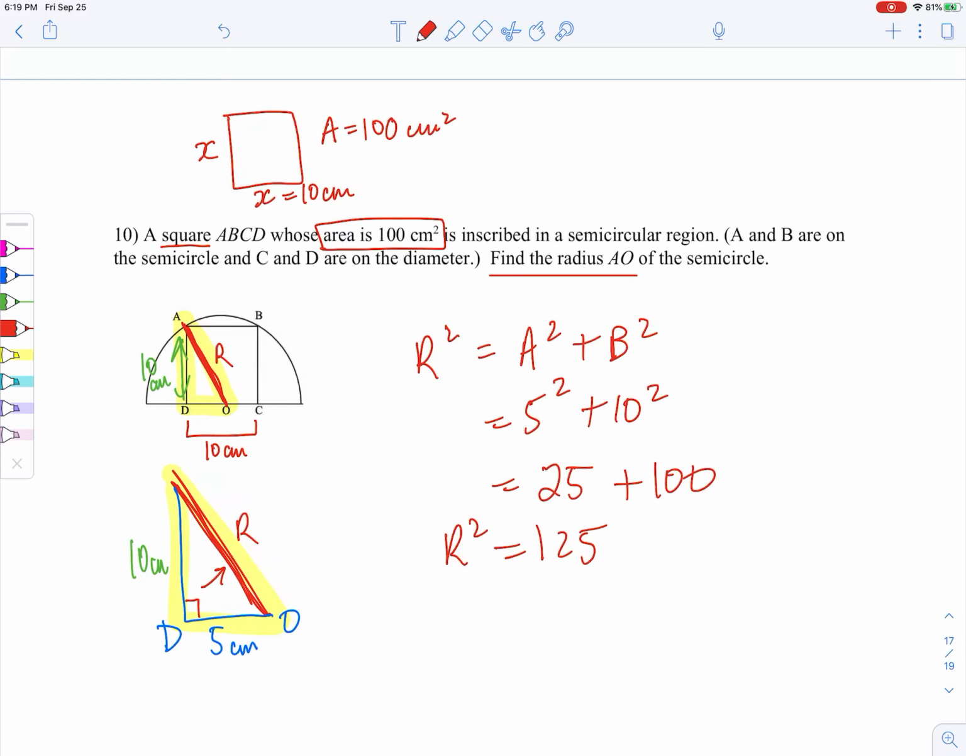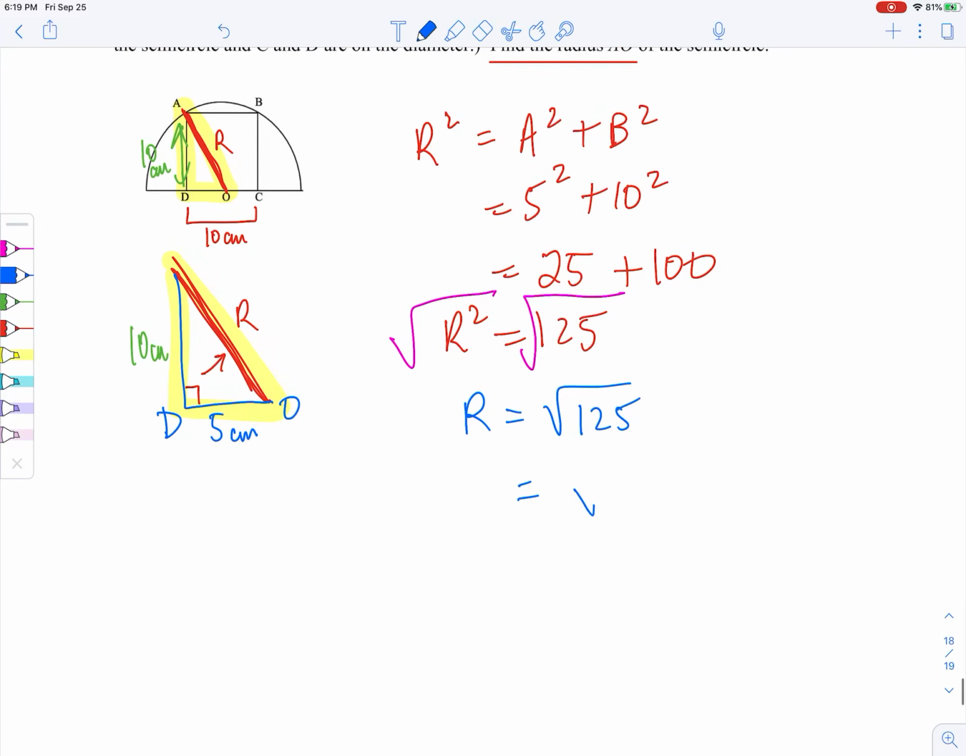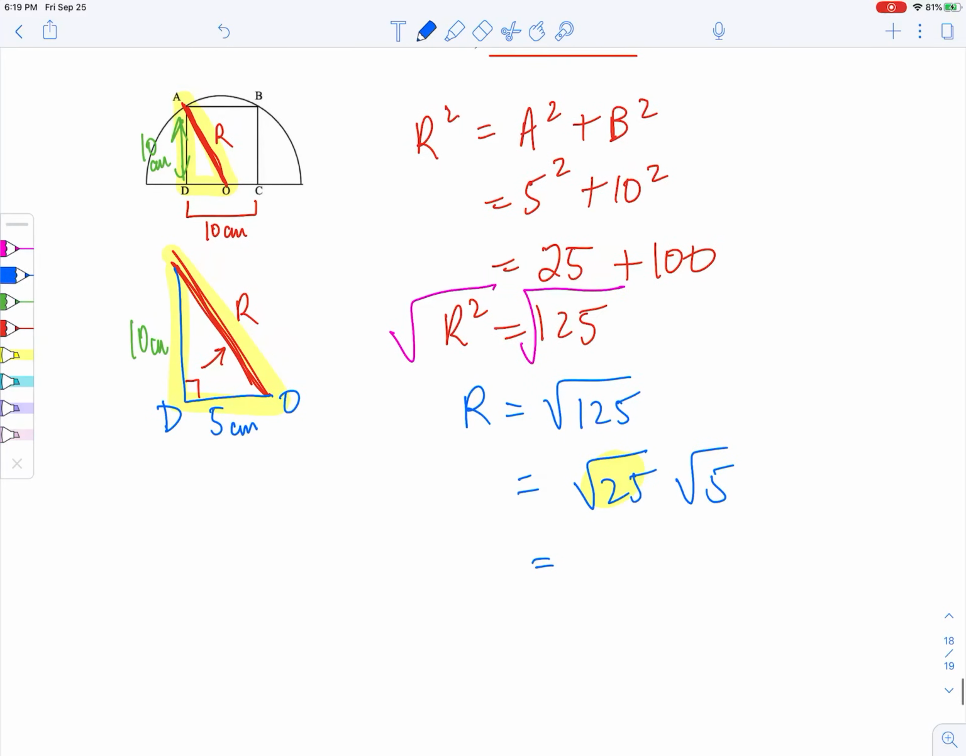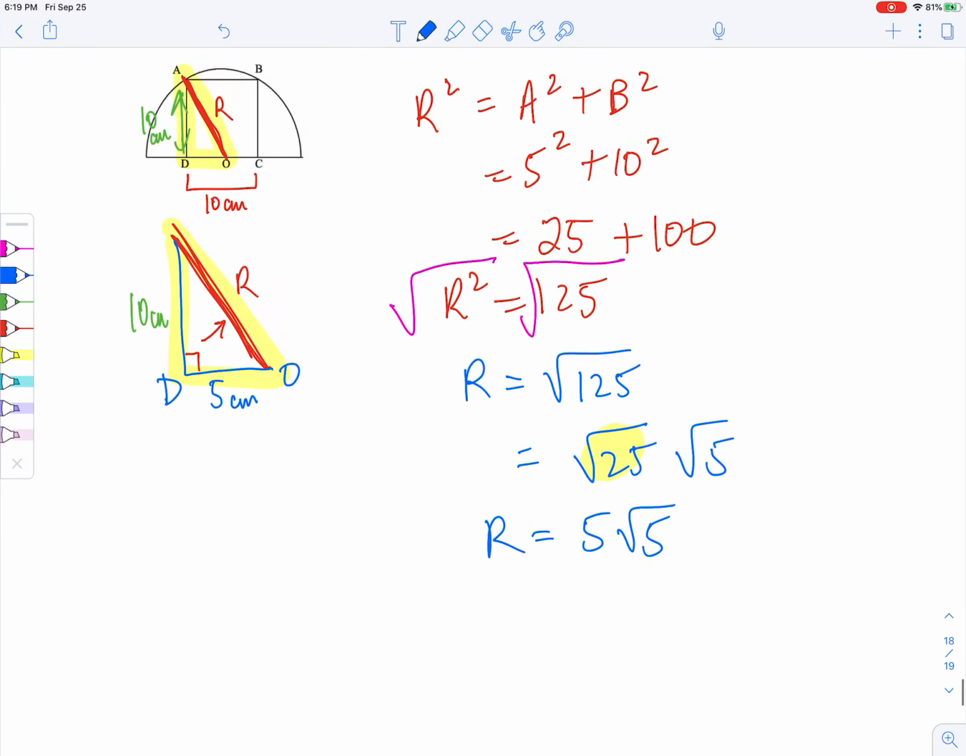And if R squared equals 125, I'm going to take the square root of both sides and get that R equals root 125. But we can simplify that. One of its factors is 25, leaving the other factor of 5. And we do that because then I can take out that perfect square, and I'm left with 5 root 5. And this question did have units, so it's 5 root 5 centimeters. And they asked us in words, so we answer in words. Therefore, the radius is 5 root 5 centimeters.